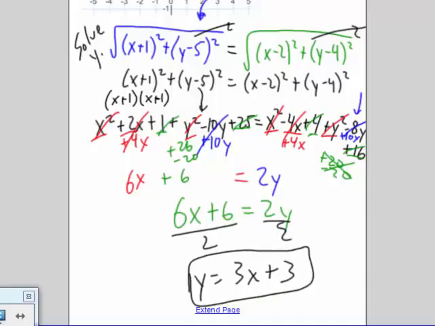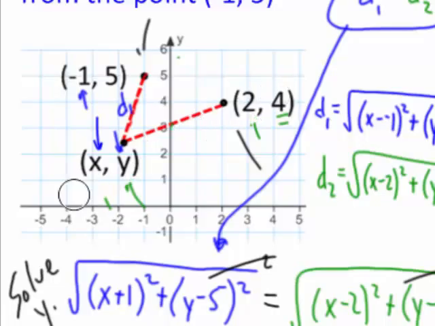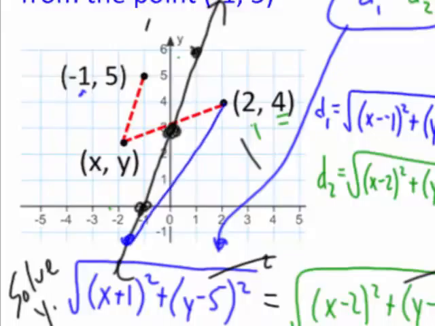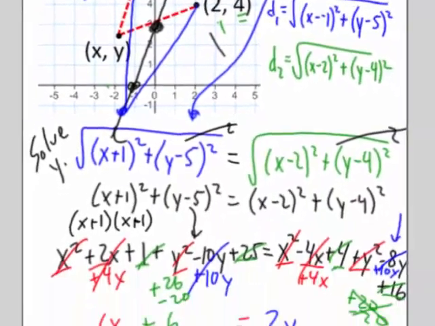So there's the set of points that are the same distance away from 2, 4, and negative 1, 5. And if I graph that, that would be a y-intercept of 3. So that would be right here. And then it goes up 3 and right 1, because the slope is 3. And then down 3 and left 1 as well. So really that line right there. So if I picked any point on that line, it would be equidistant from the 2 points. So there we go. It takes a little bit of work, doesn't it?